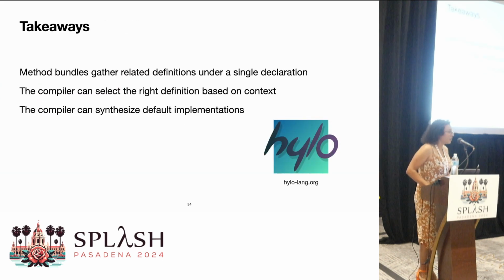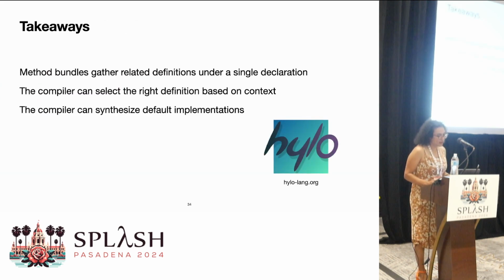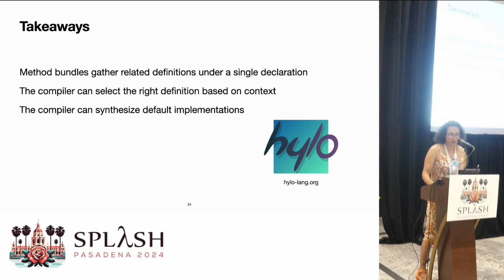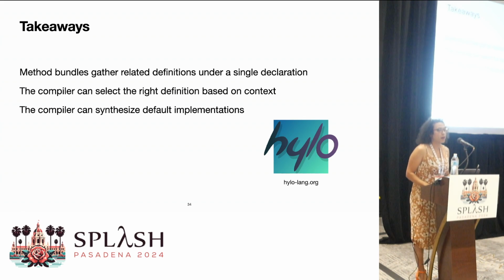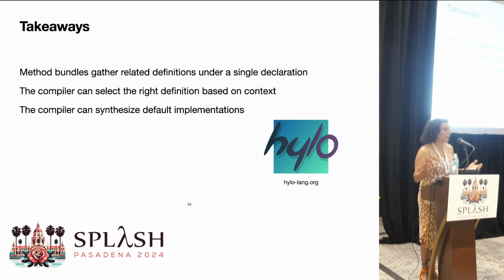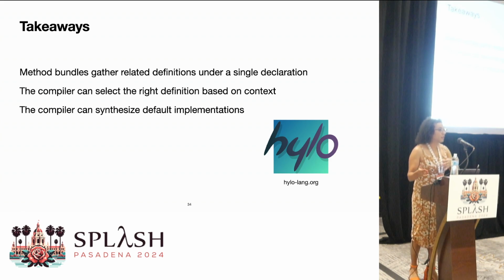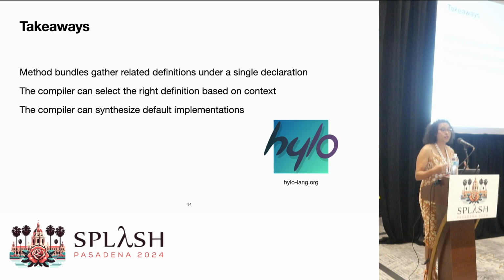So as takeaways, I would say that method bundles can be used to gather these different definitions that we have, and it relieves the user from a few burdens. The burden to have to look for the different definitions, the burden to have to deal with different naming conventions that are often clunky and don't scale. And it also teaches the compiler about the relationship between your different implementations.